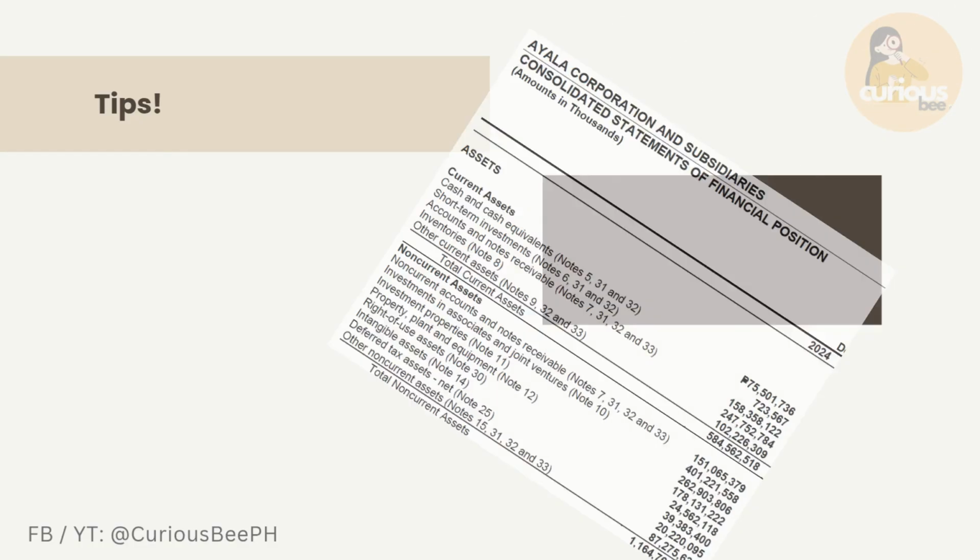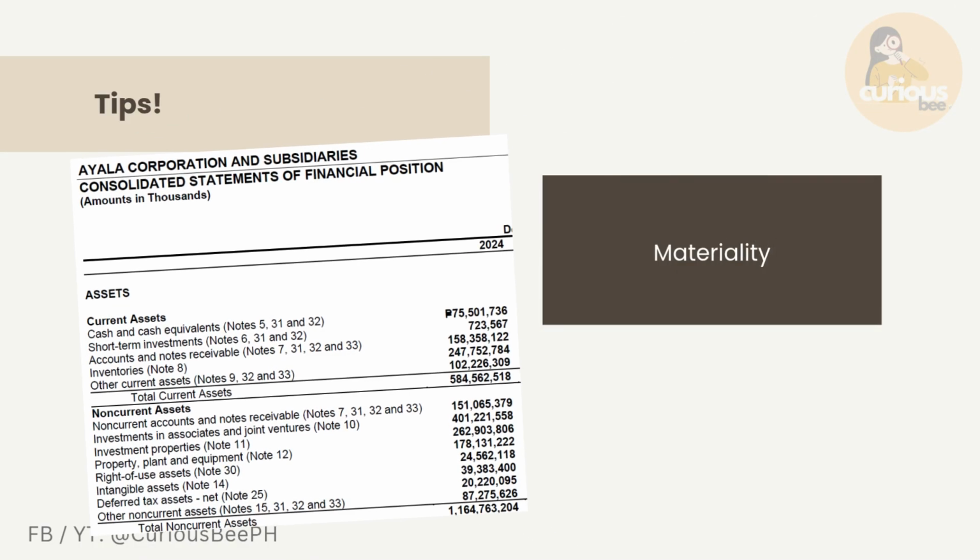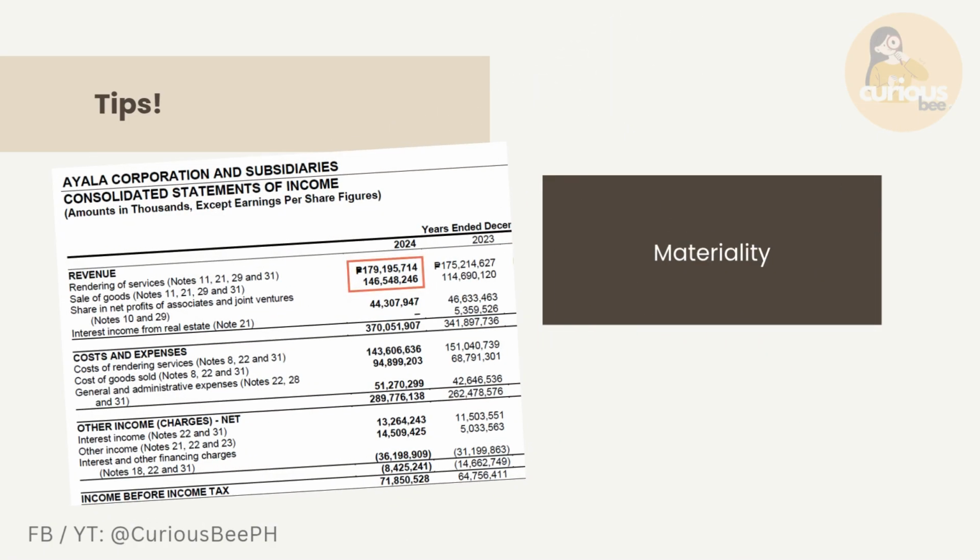The second tip is to use materiality. If the line item on the balance sheet or income statement is small, maybe you can skip it or check it out later. But if the amount is too big compared to the total, or if there was a big year-on-year change, you might want to check the notes to find out why.